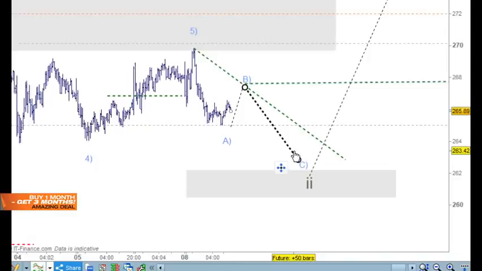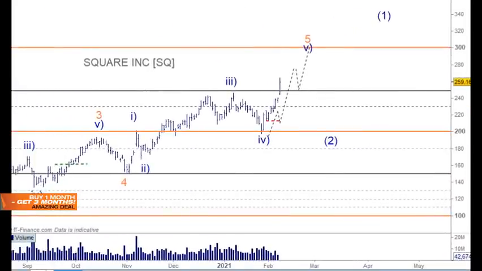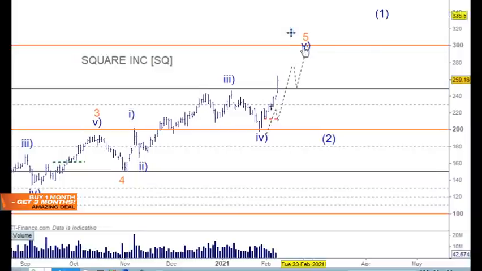I don't buy on the lows. I always wait for a little impulse wave to move to the upside. That's part of my setup. Okay, waffling on there. The next one is Square.